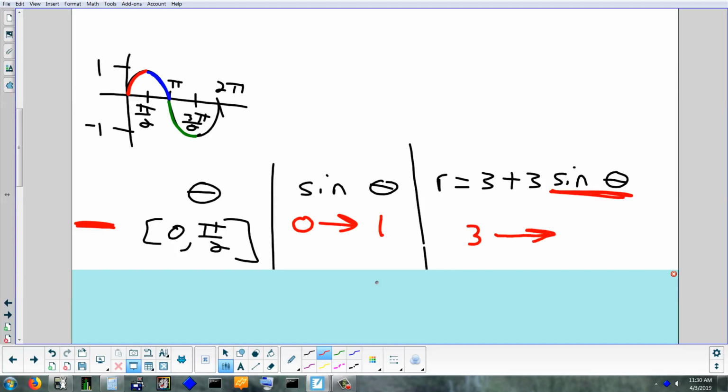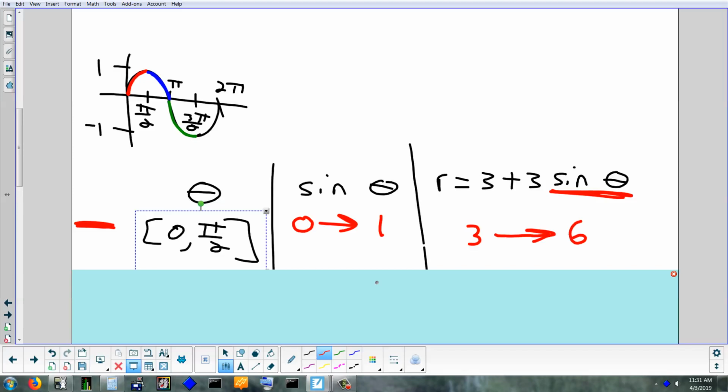What number is it going to grow to? Well, sine goes from 0, and it grows to 1. So if sine's biggest value is 1, 1 times 3 is 3, plus 3 is 6. So when we sketch it, as we go from 0 to 90, the radius is going to increase from 3 to 6. So it's almost like it's spiraling out. But it doesn't keep spiraling out forever, because 6 is the biggest. It actually starts to kind of come back in at one point.